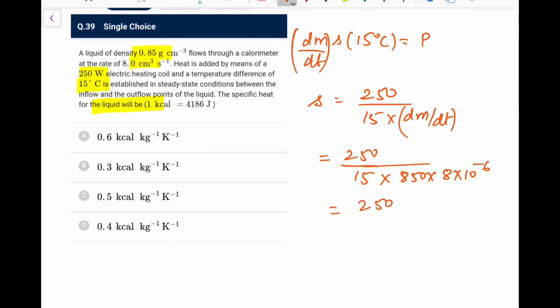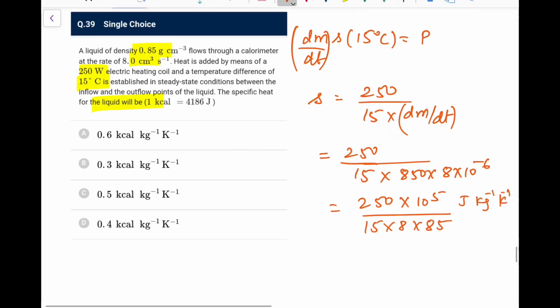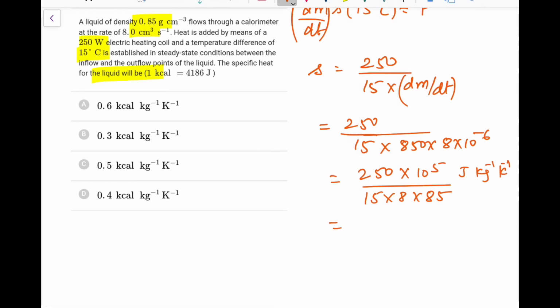It comes out as 250, this comes out as 10 to the power 5, this comes out as 15 into 8 into 85. This would be joule per kg per Kelvin. Now if you do this in kilocalorie, kilo is 10 to the power 2, and now divided by 4.186 into 15 into 8 into 85. So 15 8s are 120, so 120 into 250, and this is 85 into 10 to the power 2. We have to do the calculation, it is not going to be that easy.